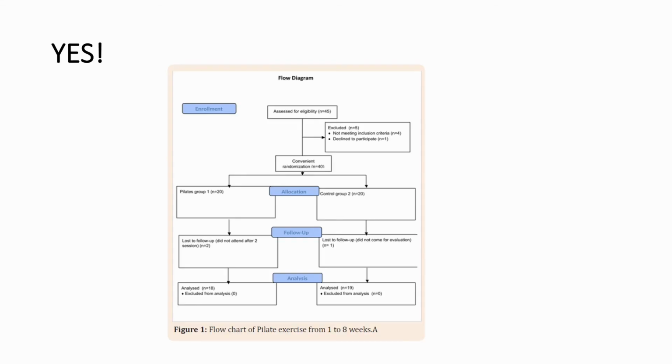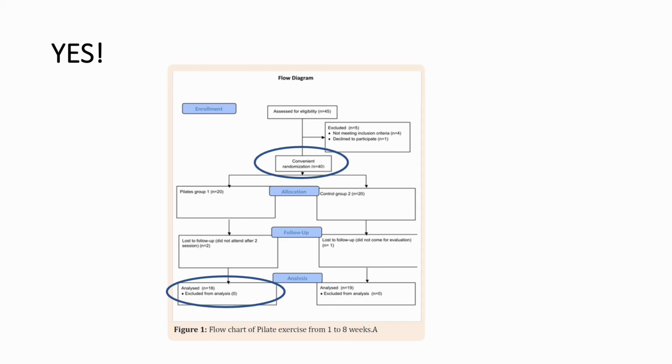This is the consort flow diagram where it talks about how many participants were assessed for eligibility, why people were excluded, and how they progressed through the study after randomization, or in this case, not randomization, all the way down to analysis. So we can see that we start with 40 participants with 20 going to each group. And in the Pilates group, we have analysis for 18 of them, and it says that they excluded none from the analysis, even though they started with 20.